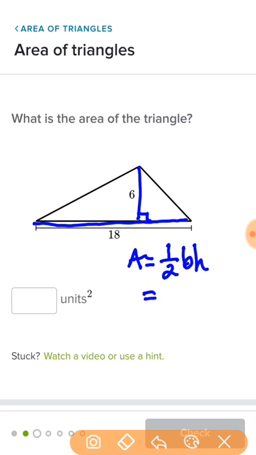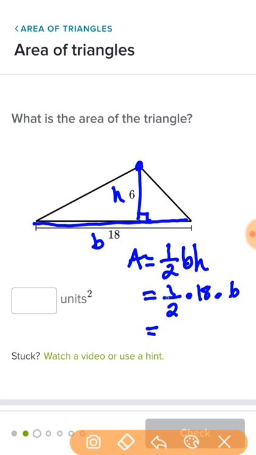And so here I need to identify the base and the height. So again, the height is going to come from a vertex and be perpendicular to the base. So the 6 will be the height and the 18 will be the base. So I label those so I don't have to think about it anymore. So I'm going to rewrite the formula to say 1/2 of the base. So the base is 18 times the height, which is 6.